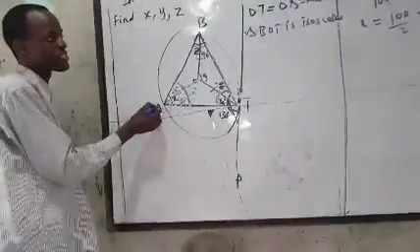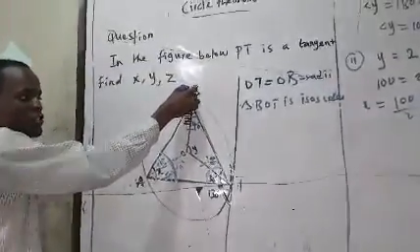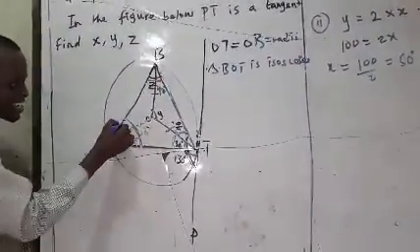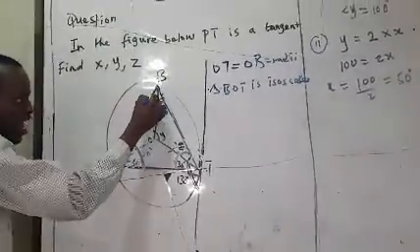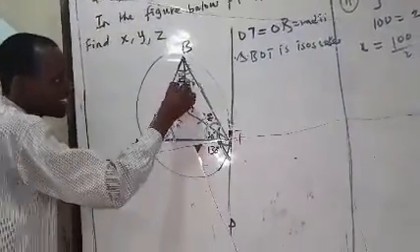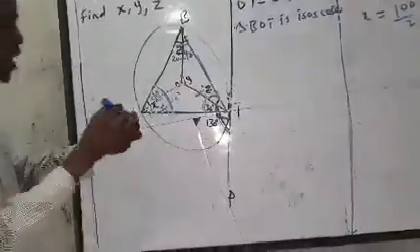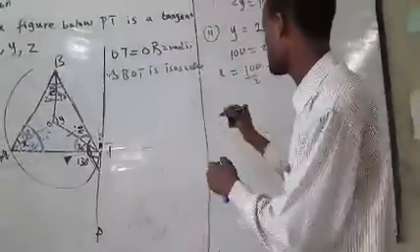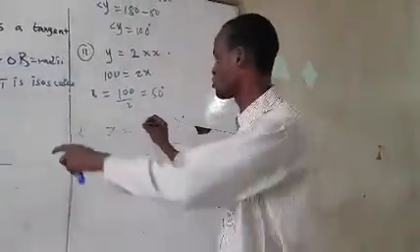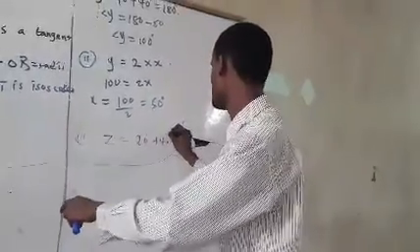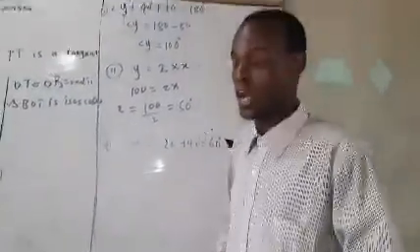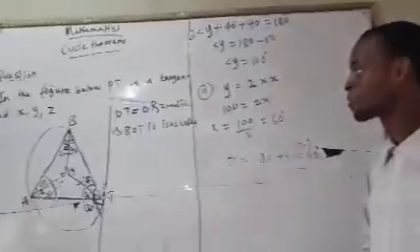Now, OA is also a radius. OB is also a radius. So the base angles here are also equal. That is, the angle here is equal to the angle here. And since the angle here is 20 degrees, the angle here is also 20 degrees. Can you see that? So therefore, z is equal to 20 degrees plus 40 degrees, which is 60 degrees. That is the solution to the problem on the board.